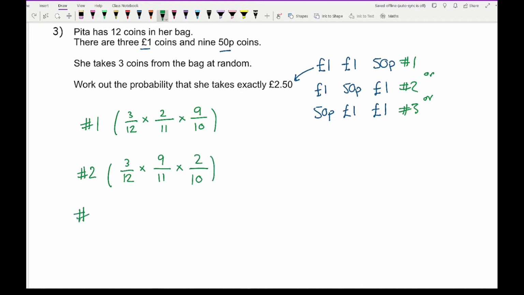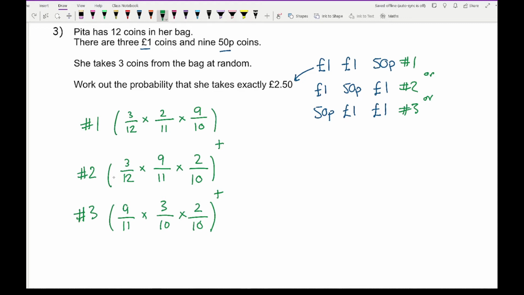And then with option 3, I've got 50p first, so that's going to be 9 over 11. Then I've got 10 coins left in my second choice with 3 pound coins to choose from, and then 2 and 10. And what I then want to do is add all of those 3 combinations together. Now, one thing you should notice is that although the fractions are slightly different, all 3 numerators and all 3 denominators are the same.